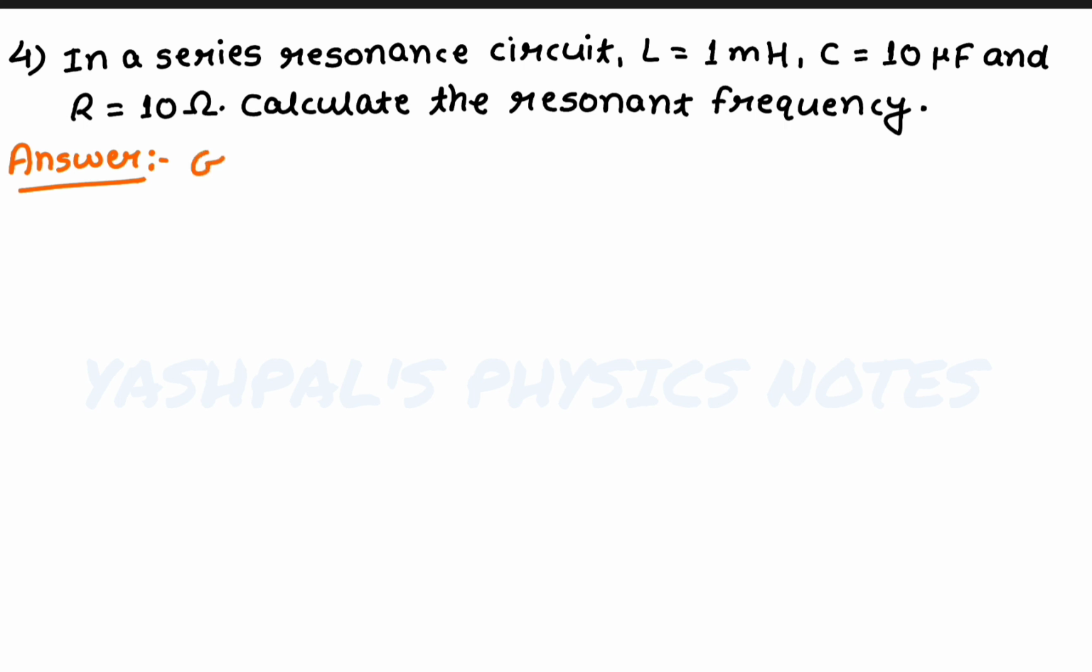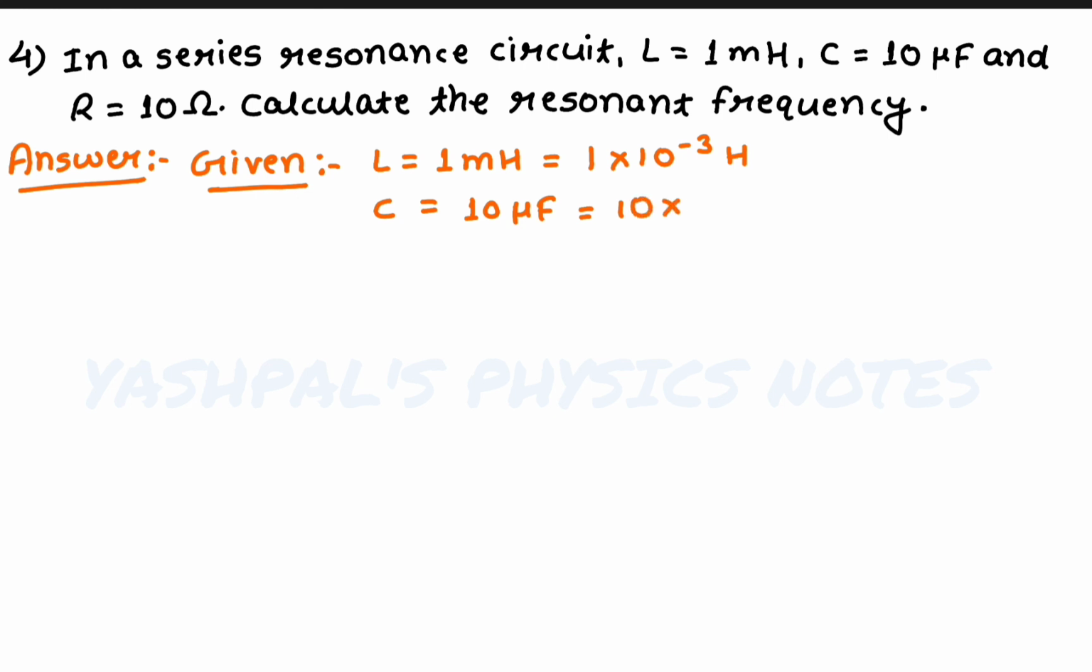So our first step will always be writing the given data. What is given? L is equal to 1 millihenry. It is not given in standard form, so we write it in standard form: millihenry is 10 to the power minus 3 Henry. Capacitance is given as 10 microfarad, which we write as 10 into 10 to the power minus 6 farad, standard value. And resistance is given as 10 ohm.